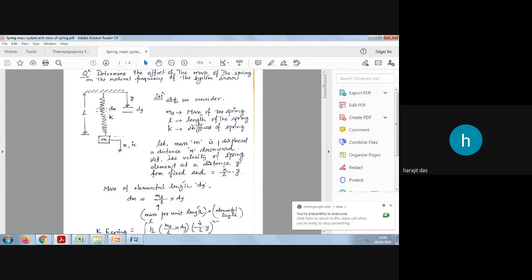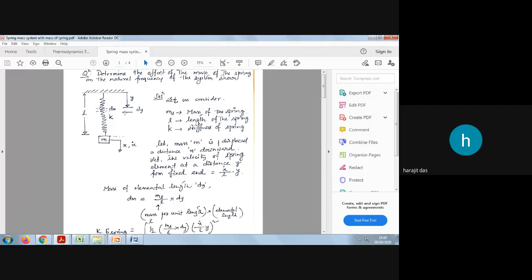For a length of L, the mass is ms. So for a length of dy, the mass will be how much? Mass per unit length is ms by L, so multiplied by dy, the elemental mass dm will be ms by L into dy.